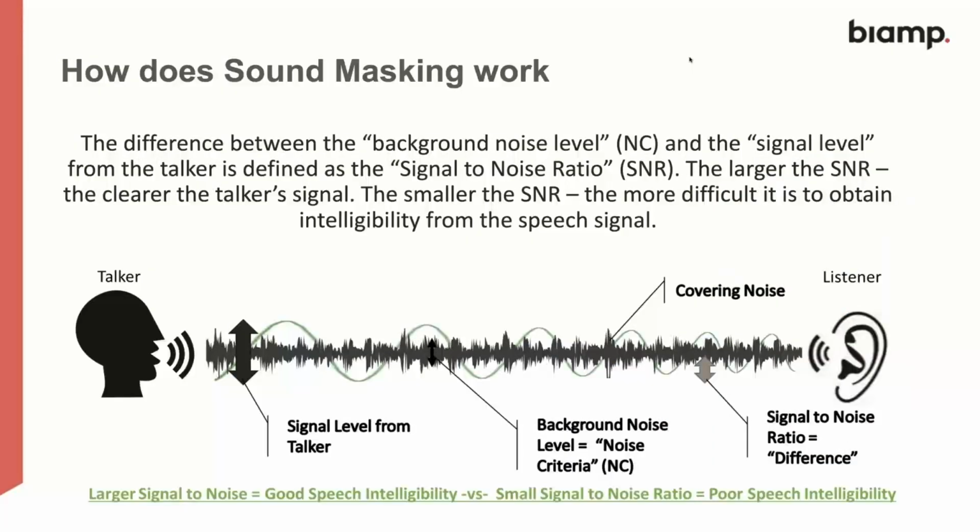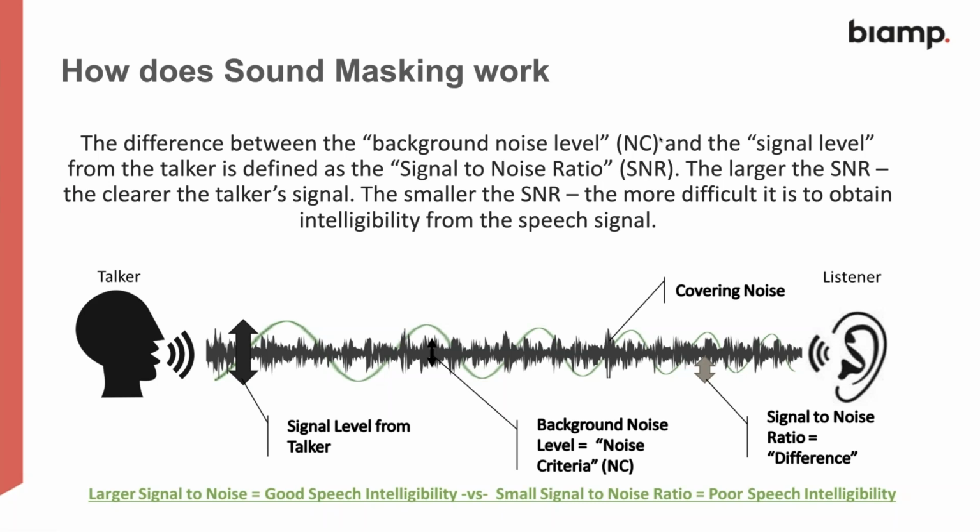So how do we deal with this? How do we actually deal with sound masking? Well, there are several ways of looking at this, but this is the easiest one, I would say. The difference between the background noise level and the signal level from the talker, which is on the left-hand side of the screen, we define as the signal to noise ratio. Now, the larger the signal to noise ratio, the clearer the talker's signal.